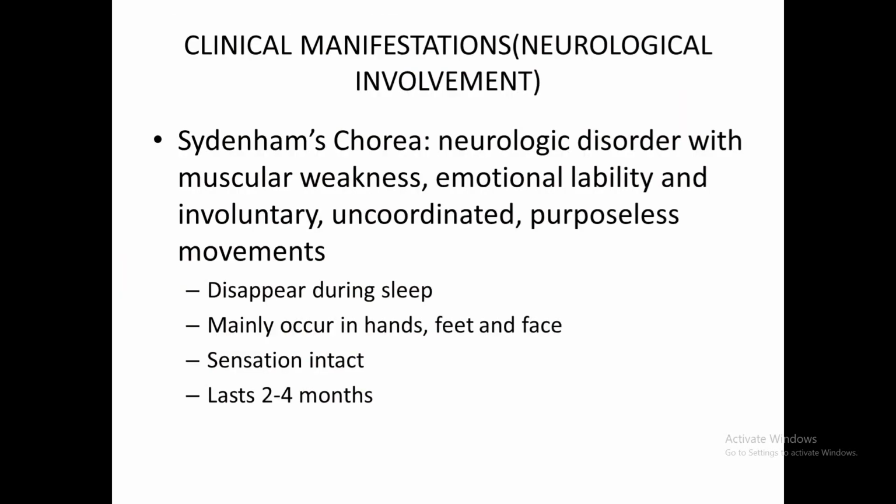The clinical manifestation in neurological involvement is Sydenham chorea, the specific chorea which is seen in this disease. It is a neurological disorder with muscular weakness, emotional lability, and involuntary, uncoordinated, purposeless movements. They disappear during sleep, mainly occur in the hands, feet, and face, but sensations are intact, and it lasts 2 to 4 months.